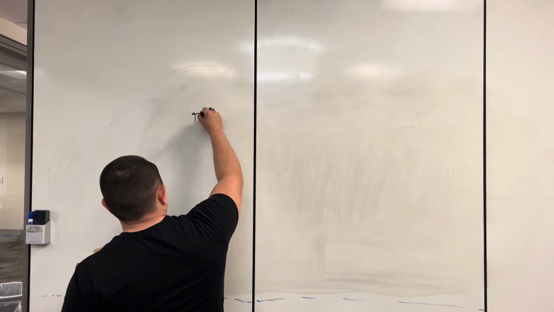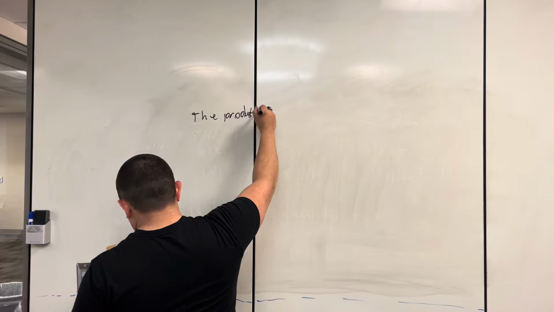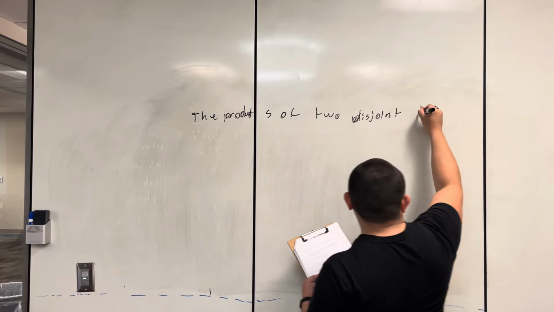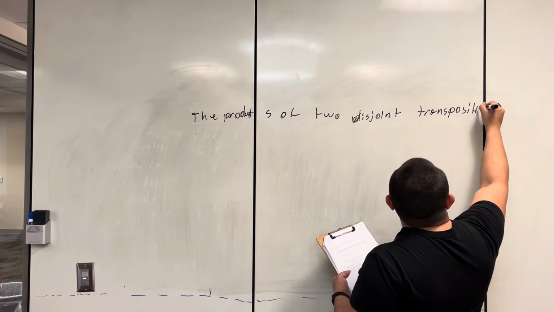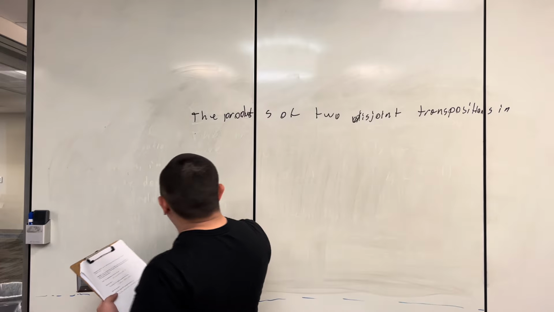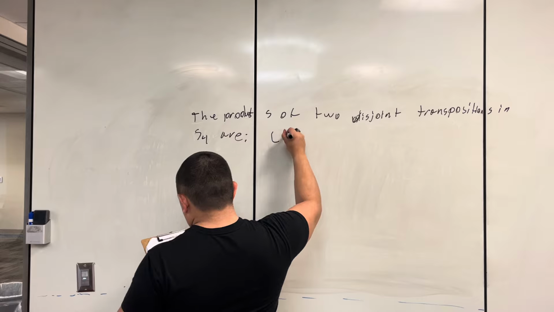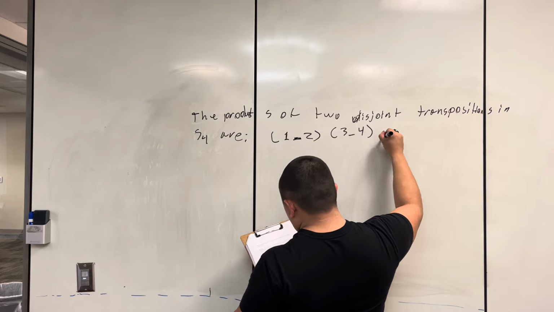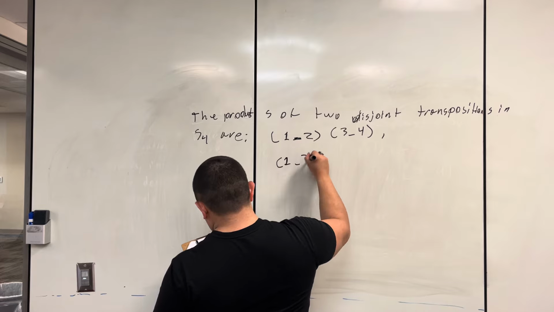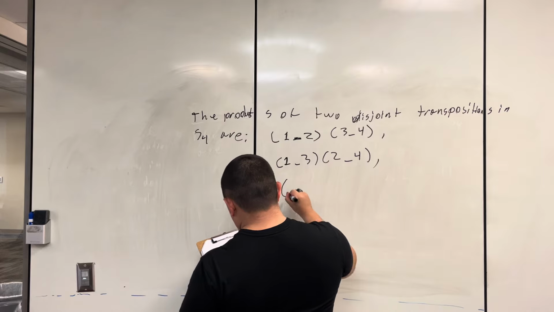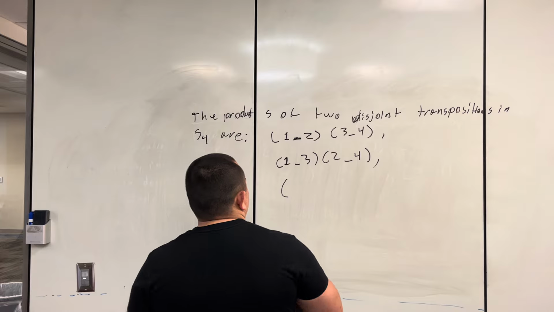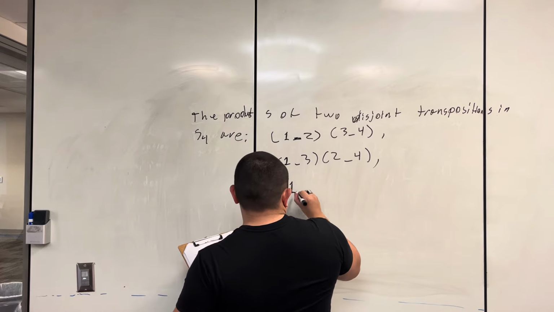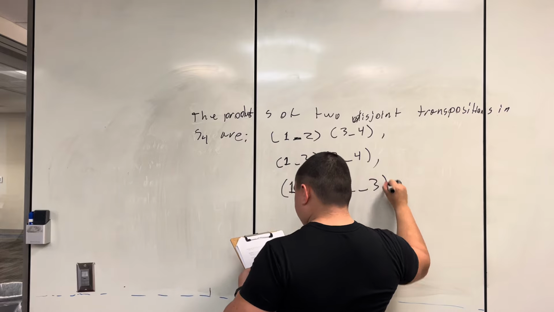So the products of 2 disjoint transpositions in S sub 4 are (1 2)(3 4), (that's supposed to be an underscore), comma, the next one is (1 3)(2 4), comma, and (1 4)(2 3), and each of these has order 2, right?